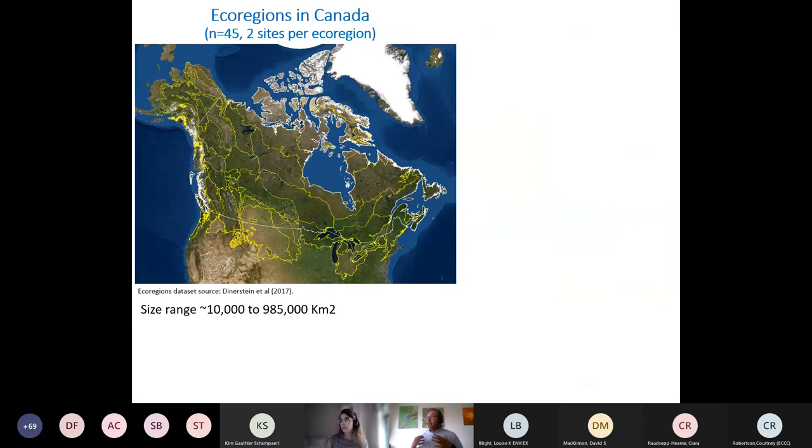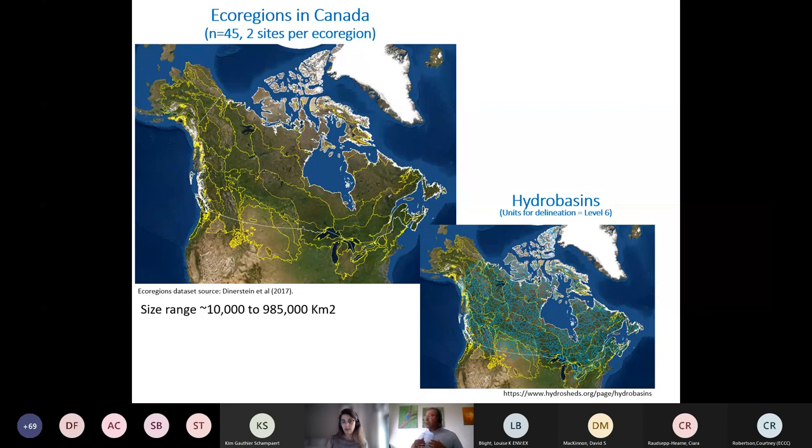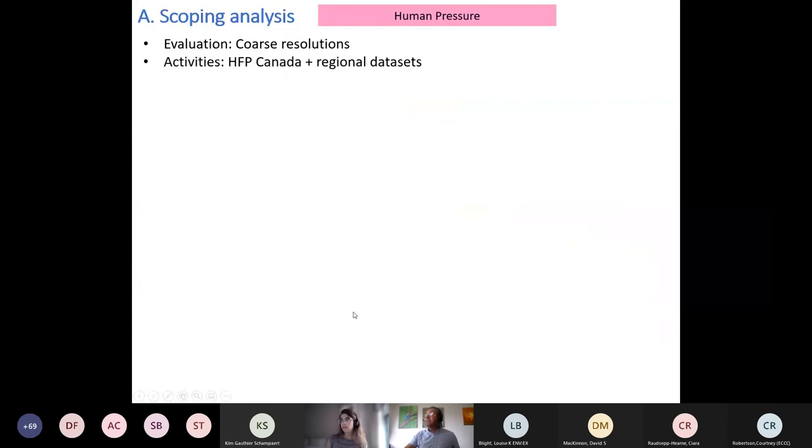But first, the target that we have is we need to identify two sites per ecoregion, and we have roughly 45 ecoregions in Canada. But also, we are going to use the hydro basins as subunits, building units, for delineation in particular. You won't see a lot of details right here, but keep in mind that we are using ecoregions as a big unit, trying to identify two areas per ecoregion, and also the hydro basins as building blocks in order to build those sites.